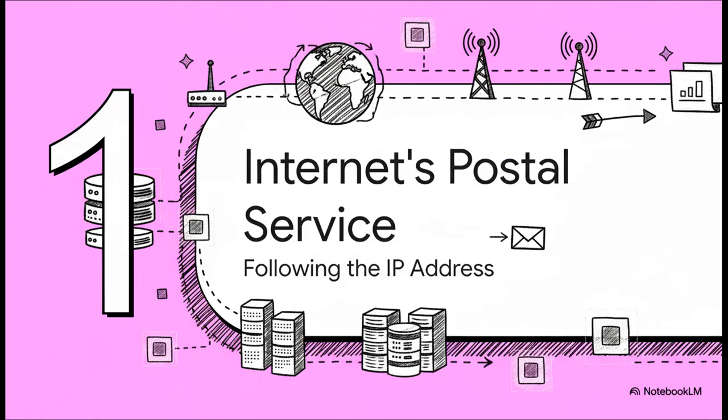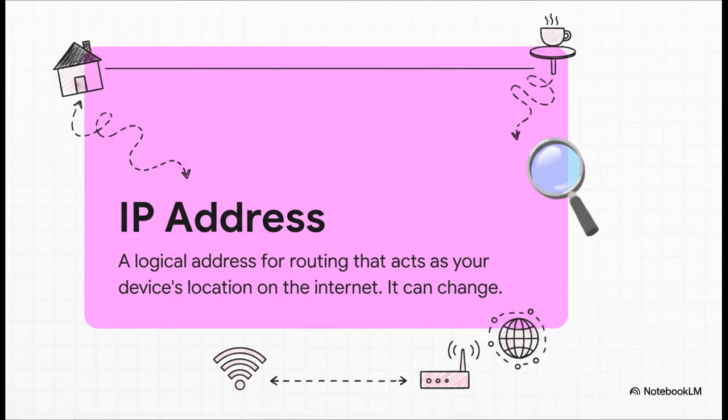All right, so let's follow a little piece of data on its epic journey across the internet. We're going to start with that first part of the address, the one that gets it from a server on the other side of the world to your general neighborhood. And for that, we need to talk about the IP address. The IP address is your device's location on the internet. And here's the key thing to remember. It's temporary. Just like your home address changes if you move, your IP address changes whenever you connect to a new network. So when you take your laptop from your home Wi-Fi to the coffee shop, yep, you get a new IP address. It's all about where you are right now.